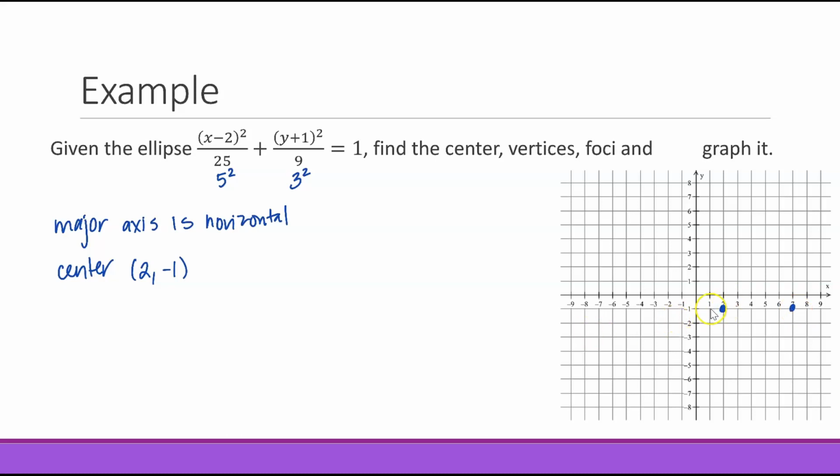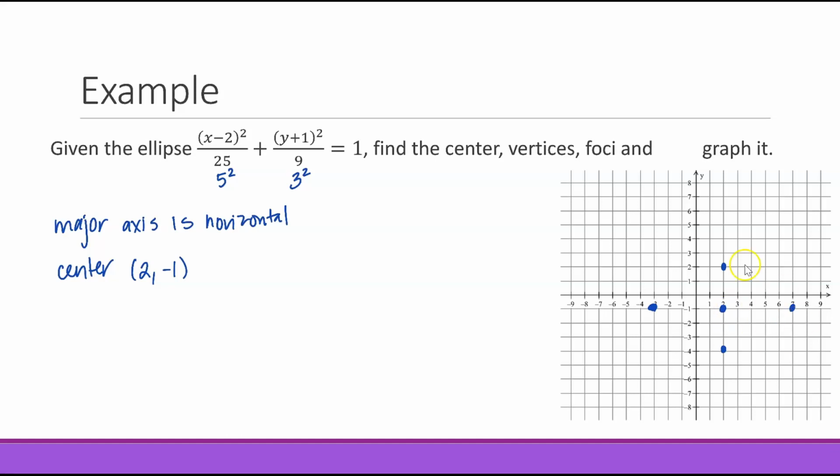And then 5 units to the left, 1, 2, 3, 4, 5, (-3, -1). So those are going to be my two vertices. They're along the major axis because we said the major axis is horizontal. Then, to know how much we go up and down, we're going to look at the number that's below y that's being squared. So that's why we wrote 9 as 3², because we're going to go 3 units up and 3 units down to complete those 4 points so that I can connect them and create my ellipse. So if I go 3 units up, it'll be (2, 2), and 3 units down, it'll be (2, -4).